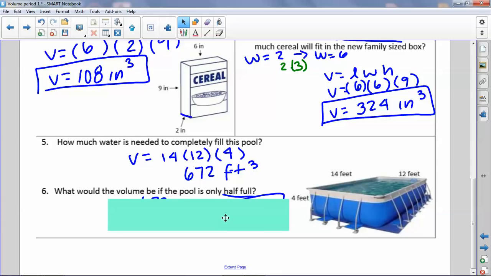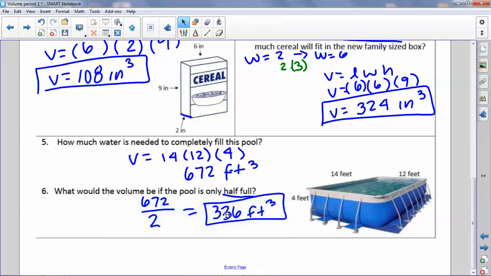So here the key word is half full. So if I want to find half of something, I can simply divide by 2. So here I take the 672 we found in problem 5, divided by 2 to get an answer of 336 feet cubed. Now we can think about it and see if we were to ask a fourth full, we could simply just divide by 4. A third full, we could divide by 3. So it's by that denominator in those fractions. And we don't have to do anything else because the numerator was 1.